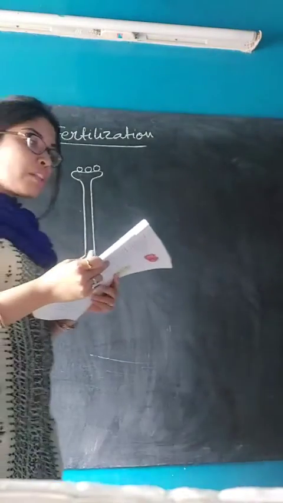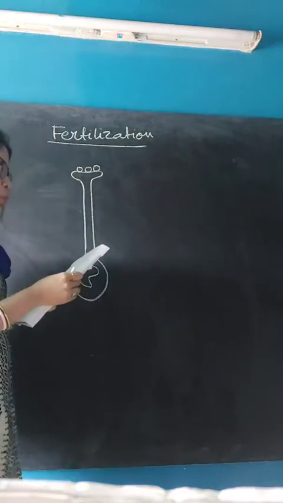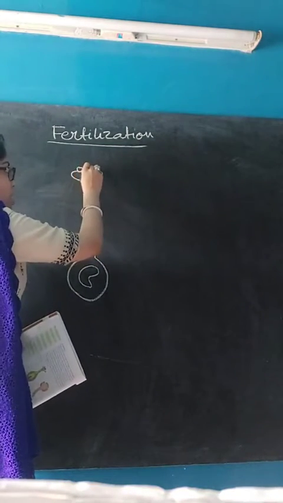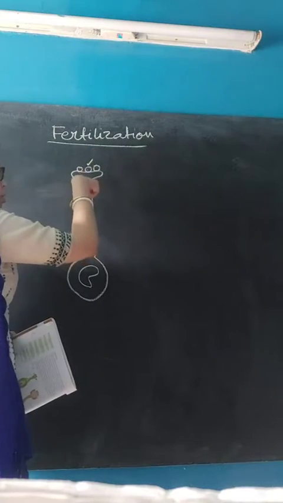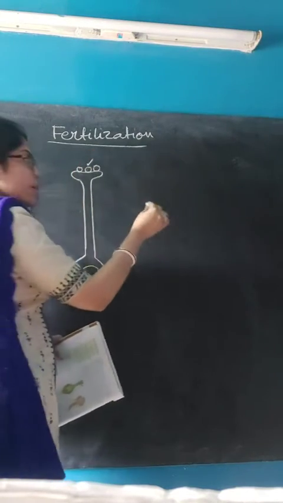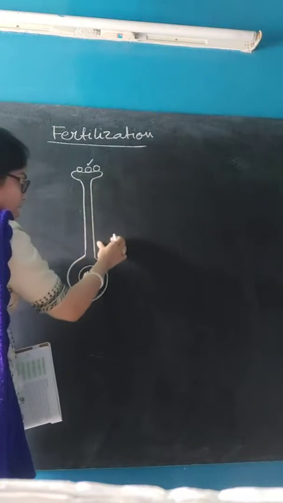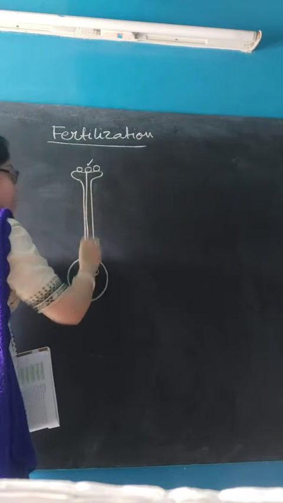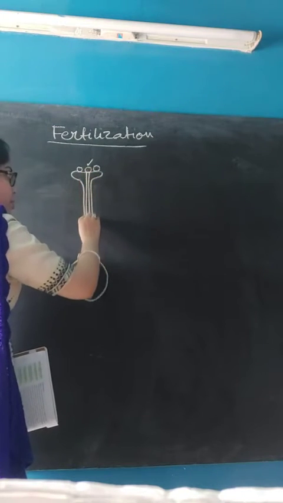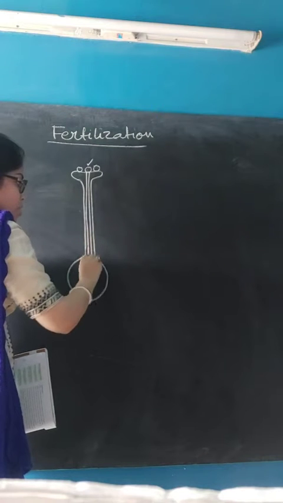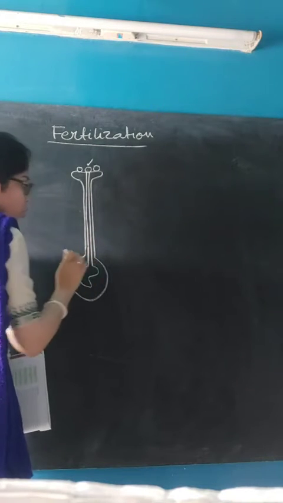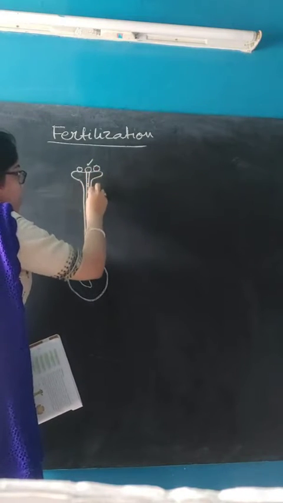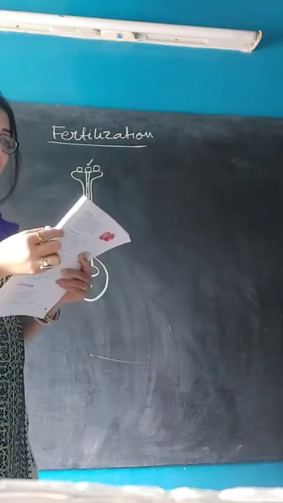Okay, so when a pollen grain reaches the stigma, it begins to grow a pollen tube that travels down through the style. Suppose this one is growing below, growing through a pollen tube. So throughout the length of the style, a pollen tube will be formed, and it will reach the ovary.